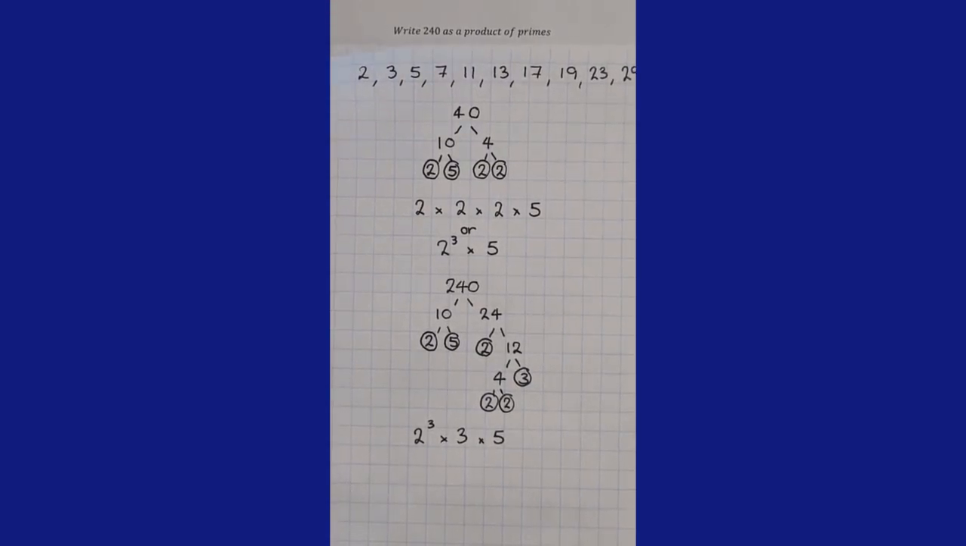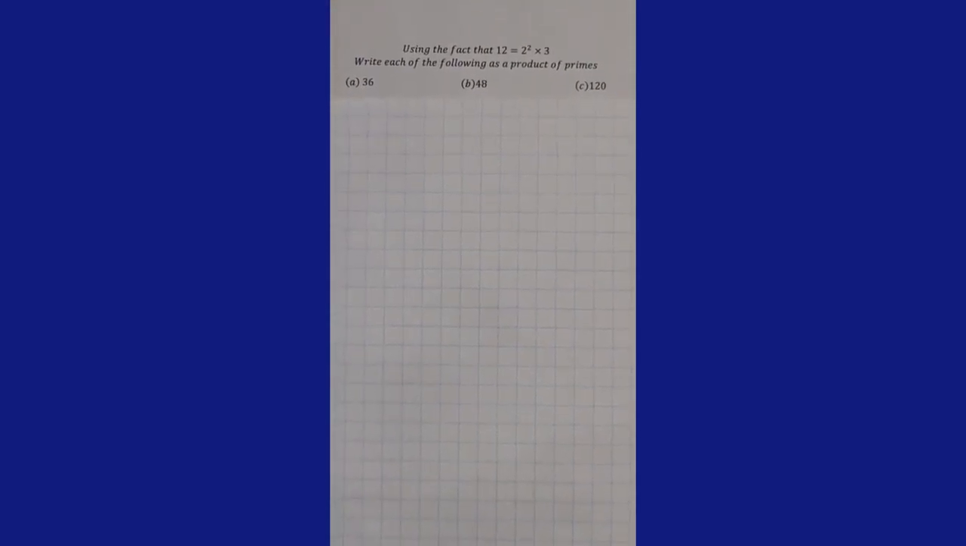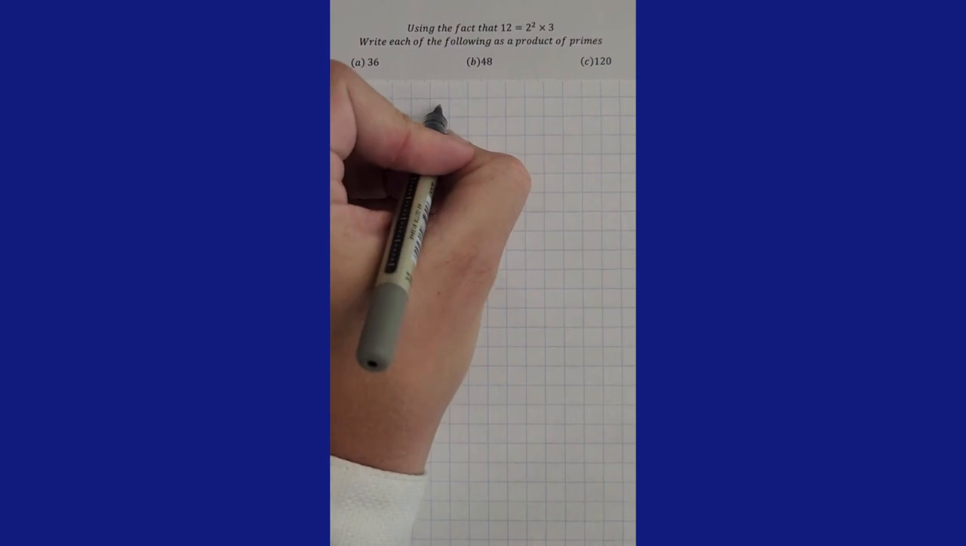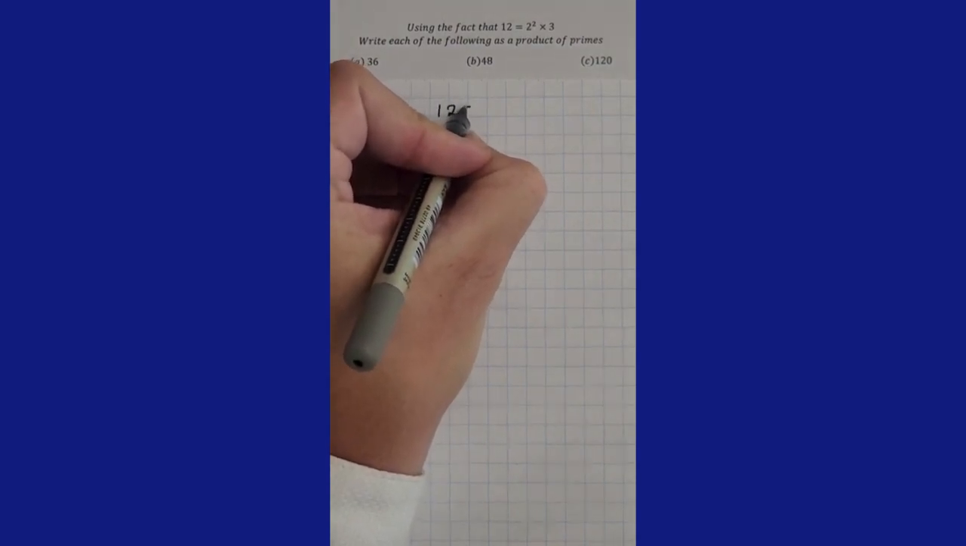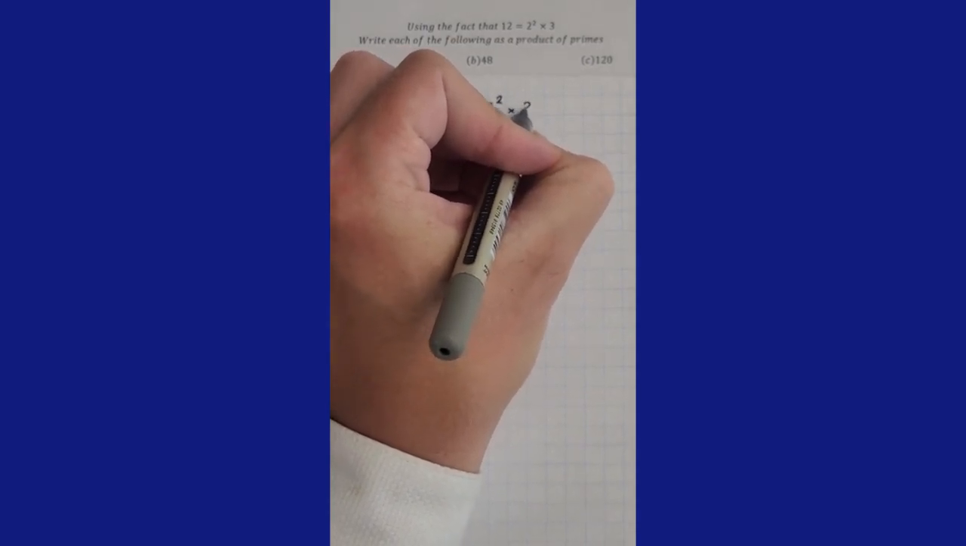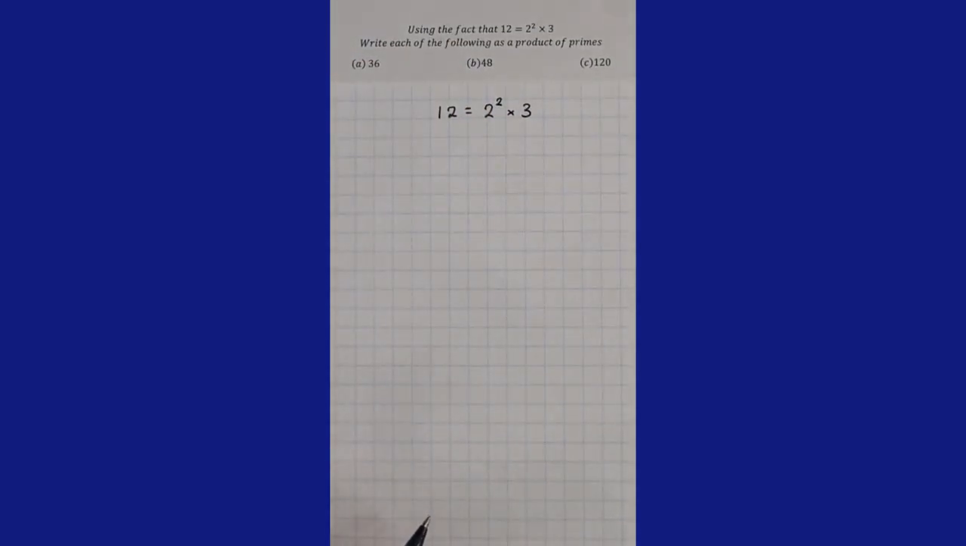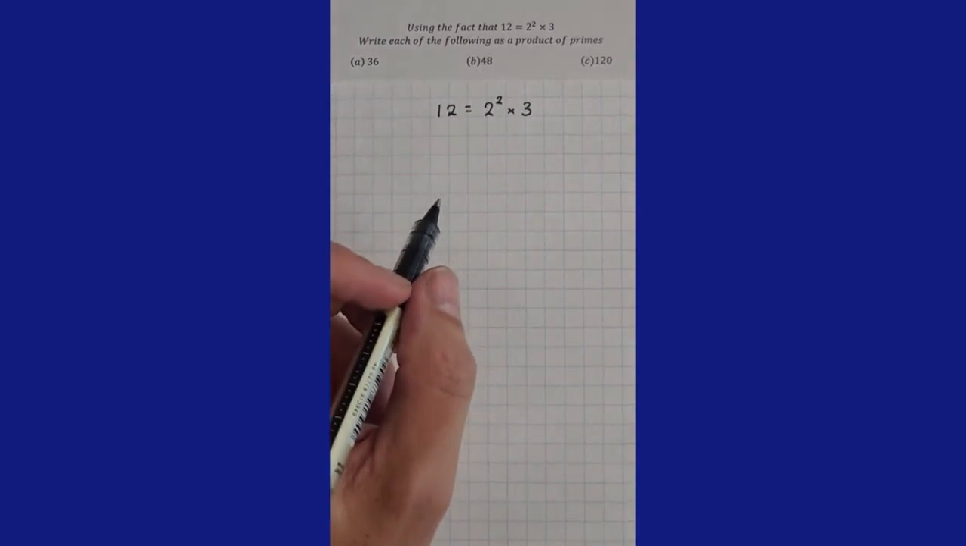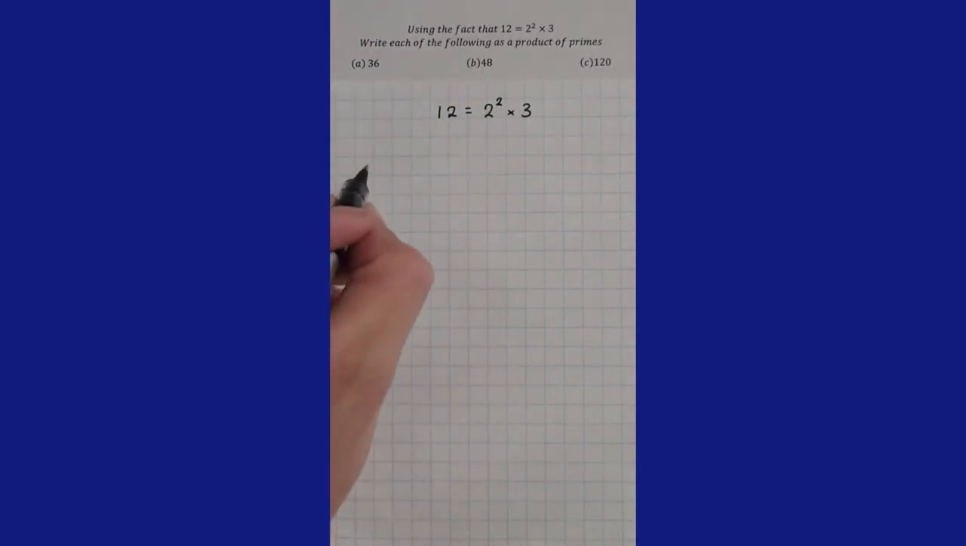Okay, so that's products of primes for those two. There are some slight variations in the question that can stump people sometimes. So this question is telling us to use the fact that 12 I can make by doing 2 squared times 3. So write each of the following as a product of primes using this bit of knowledge.